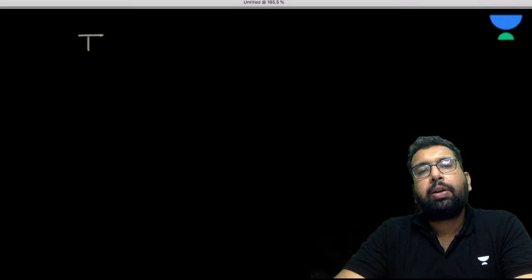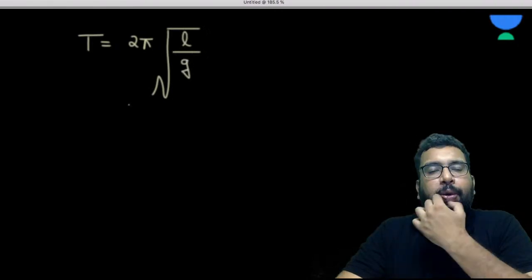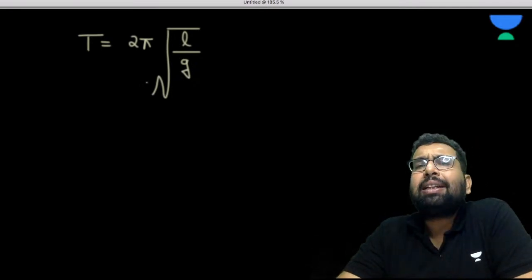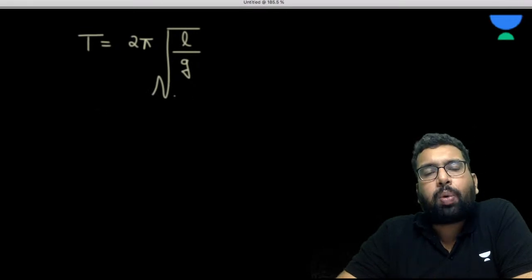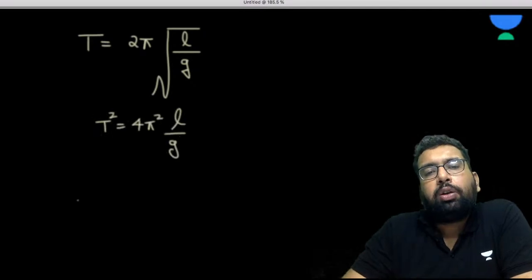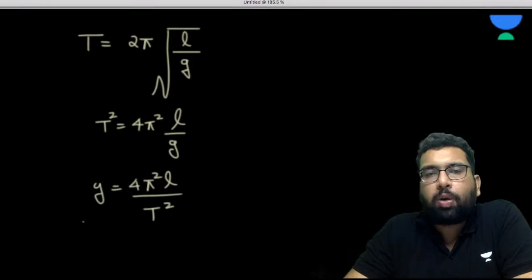Now, in a simple pendulum, what is the formula of time period? It is going to be T equals 2 pi root over L by G. Now, first of all, let me rearrange this formula because I have to determine G. Whatever is to be determined, let's take it to the left hand side. If I square this equation, it becomes T square equals 4 pi square L by G. So G is going to be equal to 4 pi square L upon T square. This is the formula of G.